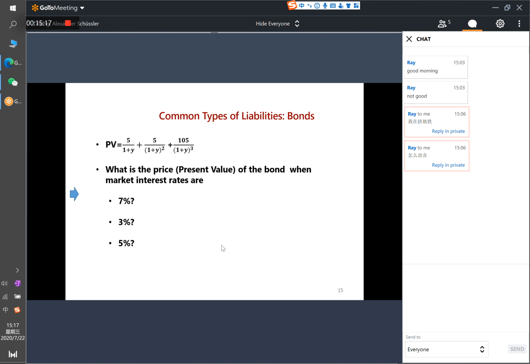So here's an exercise. Could you please calculate the present value of this bond? We start with interest rates being 7%.